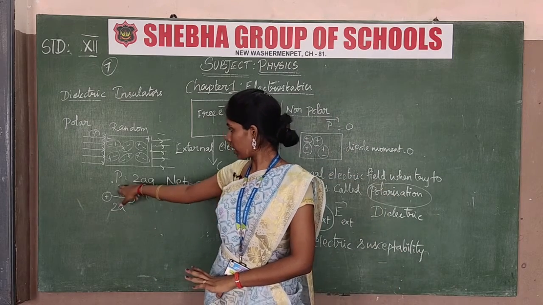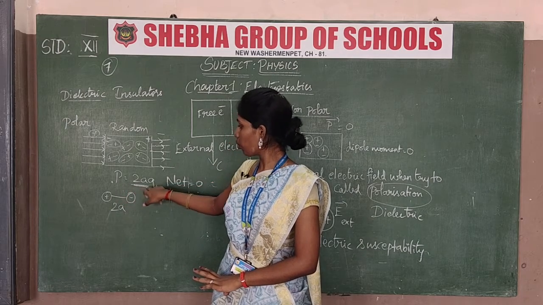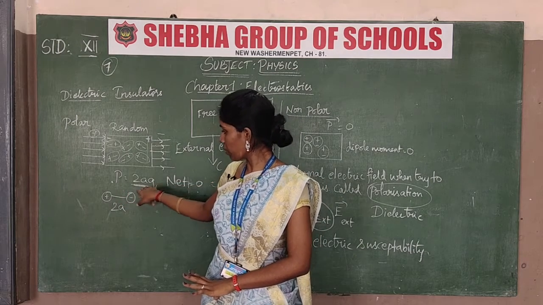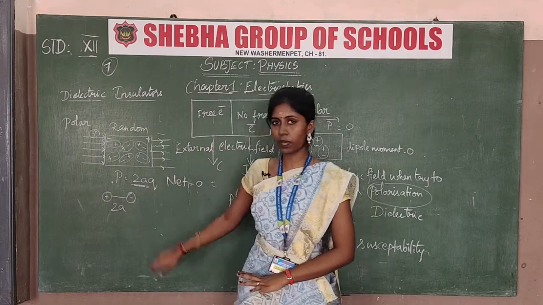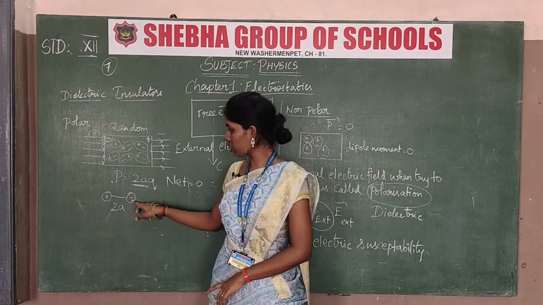Here the electric potential is equal to 2AQ. Here 2A means the distance between the positive and the negative charges.